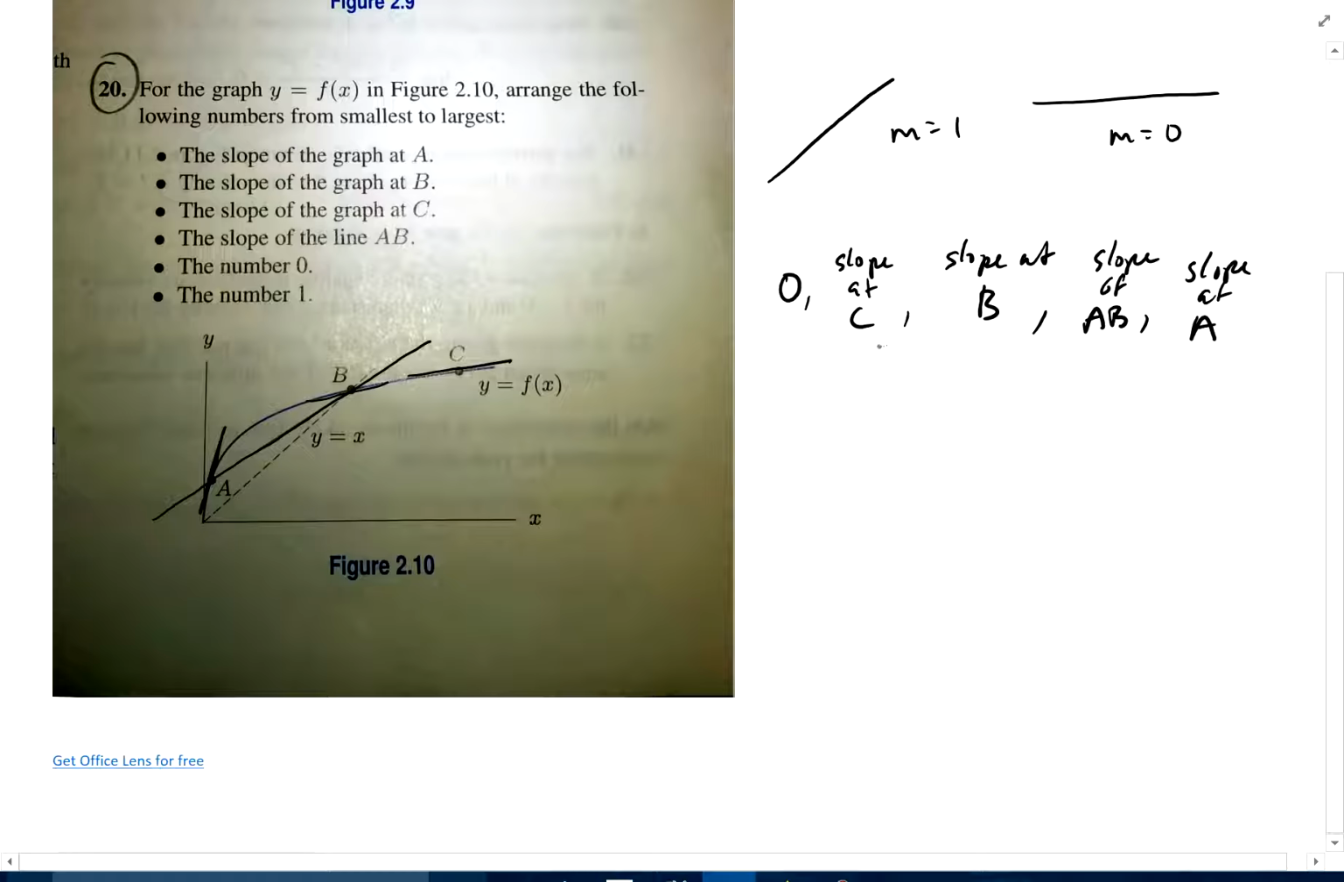Okay, and then we forgot 1. 1's in there somewhere. Let's see, 45 degrees, that's steeper than 45, and that looks like it's less. So 45 is kind of right in between there, it looks like. So I'm going to put 1 right in between AB and A. Making sure I got them all. Okay, does that make sense?